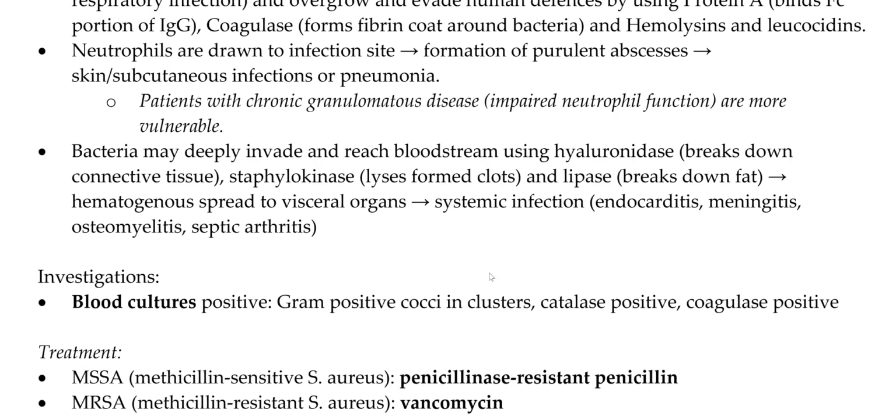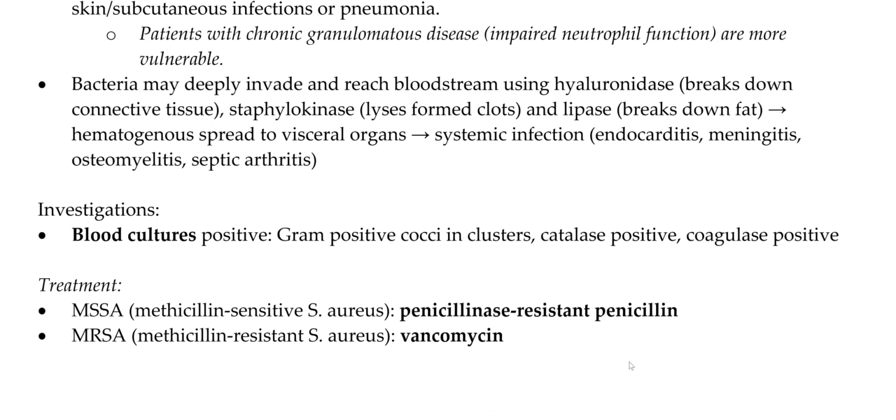Now, what will be the treatment if it is methicillin sensitive Staphylococcus aureus? Then obviously the treatment which the patient is receiving in the case is perfect, that is penicillinase resistant penicillin. But if you find from the antibiotic susceptibility testing of the blood culture growth that it is MRSA or methicillin resistant Staphylococcus aureus, you can start directly with vancomycin.